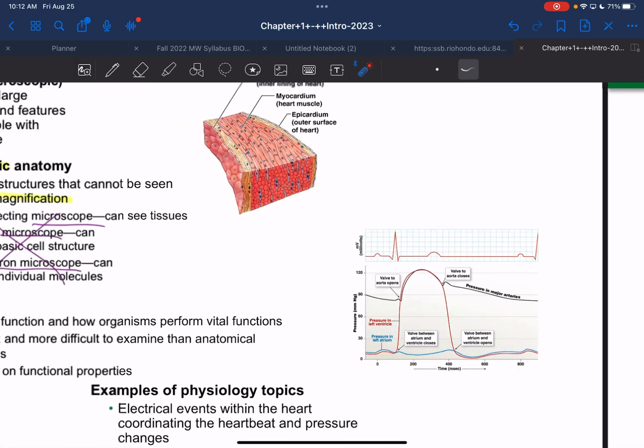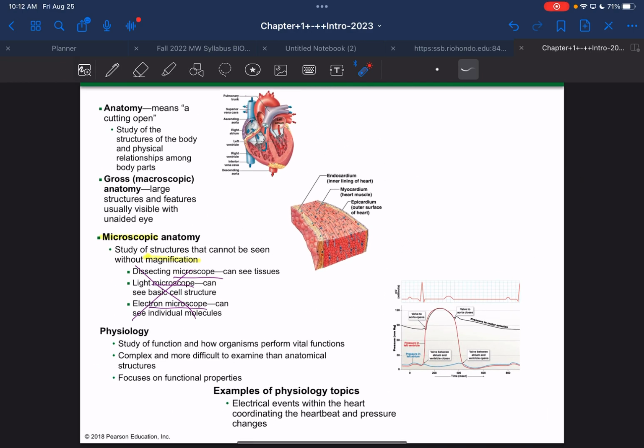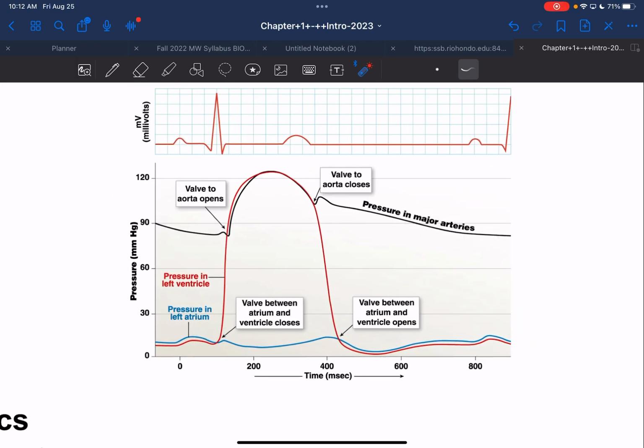And then my last note to add is, on this image, you're seeing three images of the heart: gross anatomy, microscopic anatomy, and here you're seeing physiology of the heart. It doesn't look like it, but this is a picture of physiology of the heart. You're seeing the chambers opening and closing, pressure changing within.